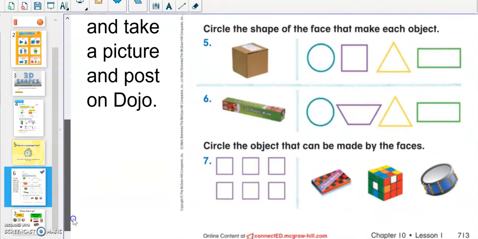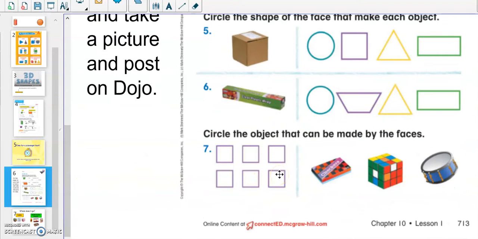All right. The last one, it says circle the object that can be made by the faces. So I see some squares here. Now, these are all squares, and if all the faces are squares, what kind of object do we have? Do we have a rectangular prism or do we have a cube? So circle which one of these is made by all of these faces.